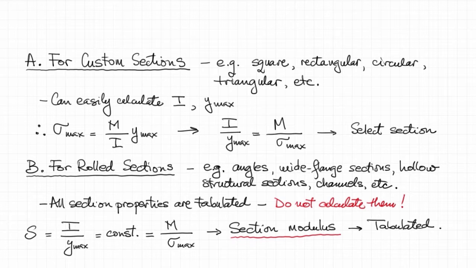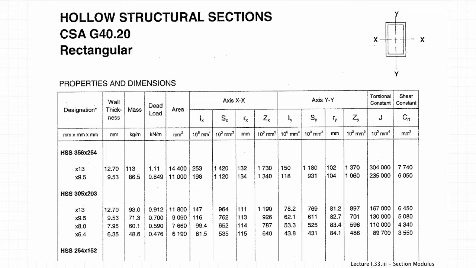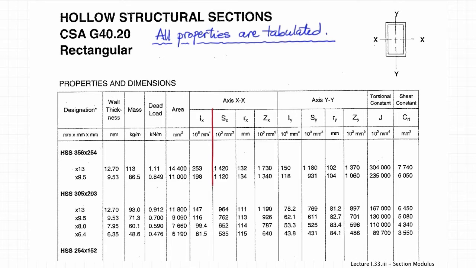We can pick this parameter and look it up in specific tables, like for example this one, which is for hollow structural sections. You can see in the top right corner what a rectangular hollow structural section looks like. So it's like a rectangular section but with a big rectangular hole in the middle, and all the properties for such sections are tabulated, as you can see in the excerpt of the table below.